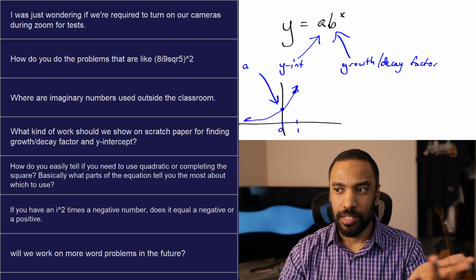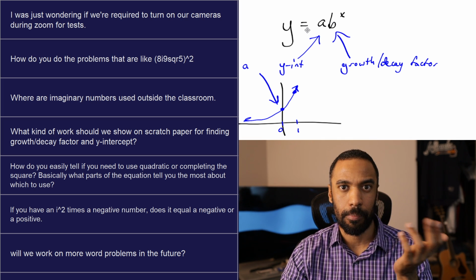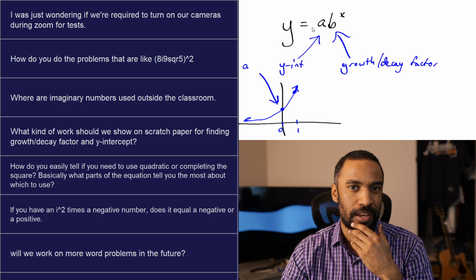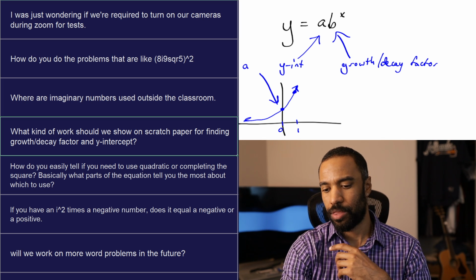No work to show. It's there. The numbers are from the equation. It's like in slope-intercept form. What's the slope? What's the y-intercept? How do you show work? The equation tells you what it is. And that's all. Okay, so thank you for the question, though.